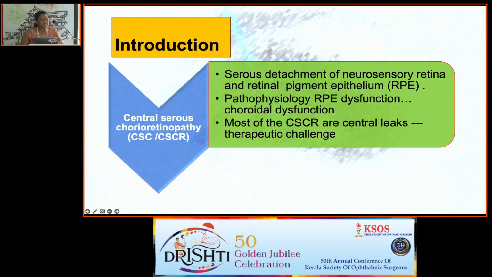There is a serous detachment of the neurosensory retina from the retinal pigment epithelium. Earlier, it was thought that the pathophysiology is due to RPE dysfunction. Now, it is stated that it is due to choroidal dysfunction. Most of the CSCR are central leaks, so it is a therapeutic challenge.